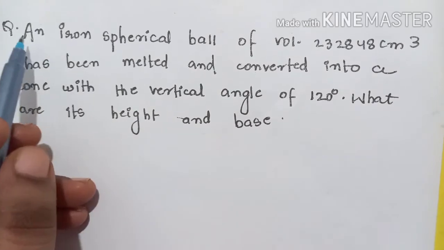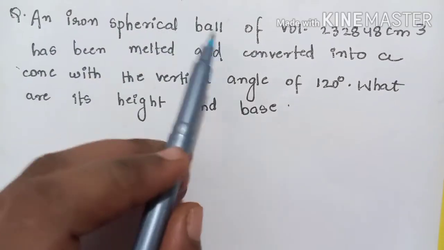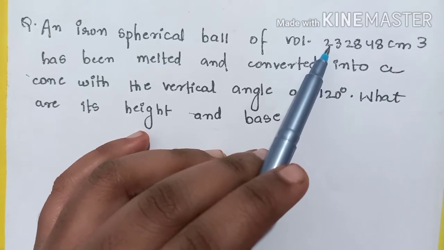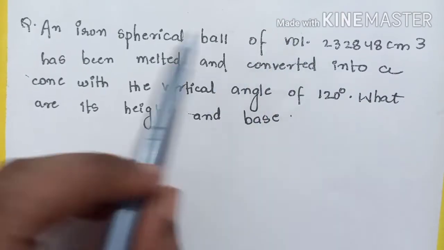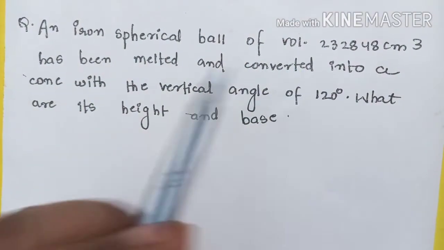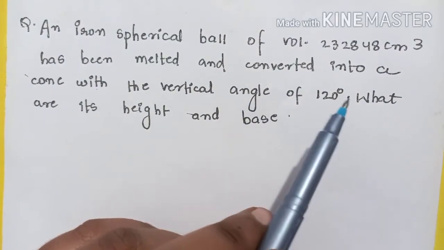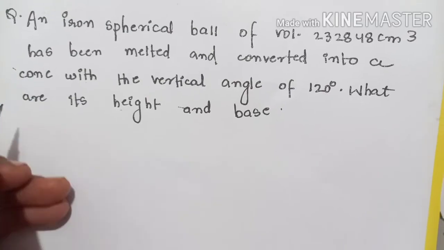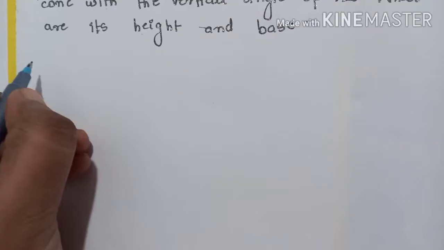Now let us start with the first question. An iron spherical ball of volume 2,32,848 centimeter cube has been melted and converted into a cone with a vertical angle of 120 degrees. What are its height and base? Now let us solve the question.